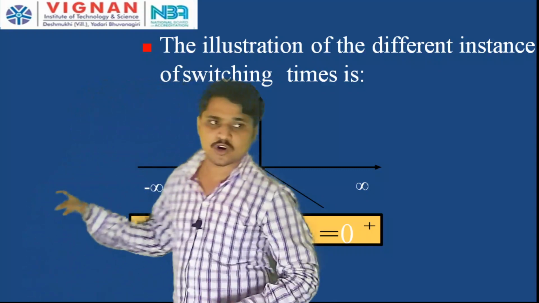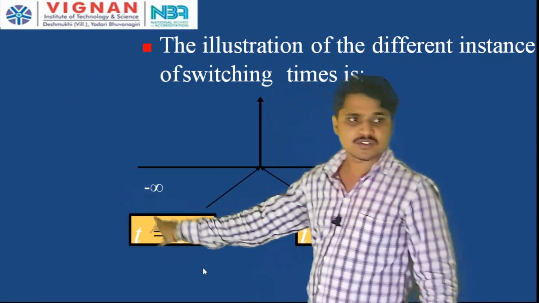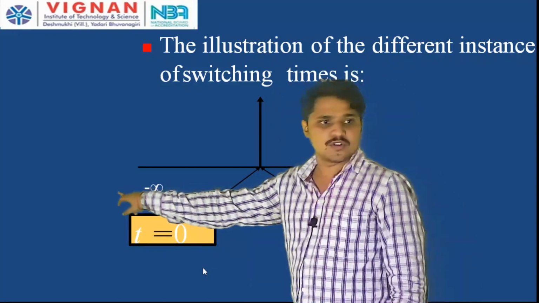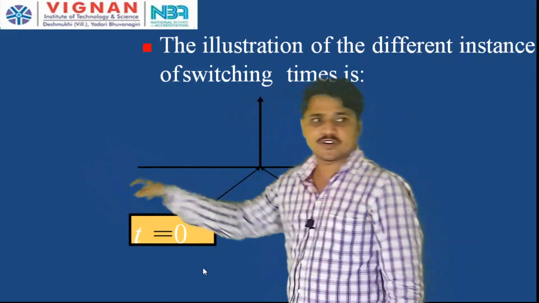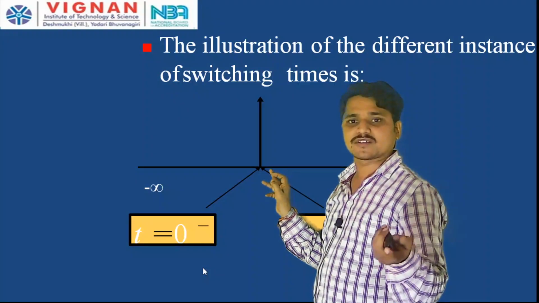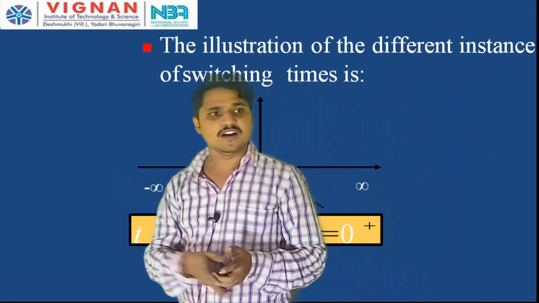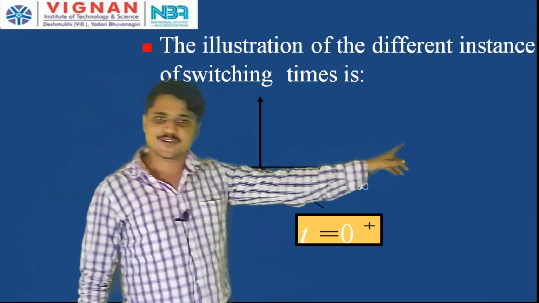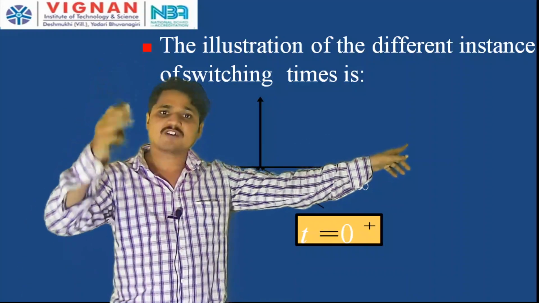See here, t equal to 0 minus is minus infinity to 0. And t equal to 0 to plus infinity is the final value after the switching action.